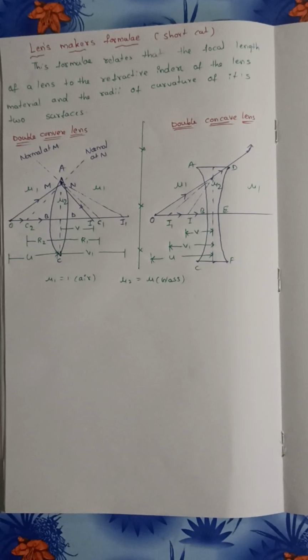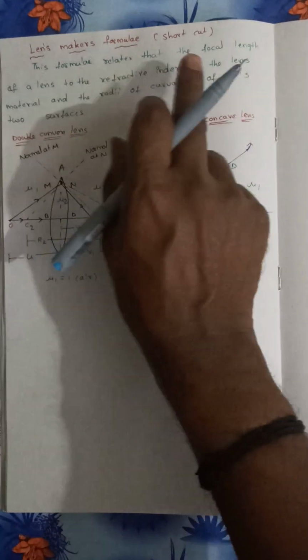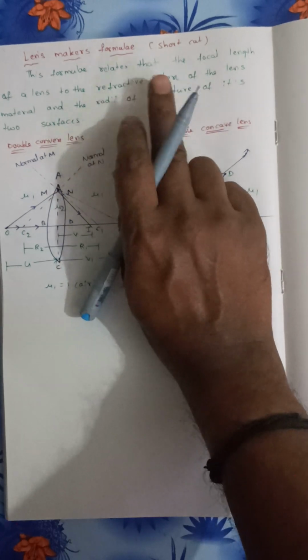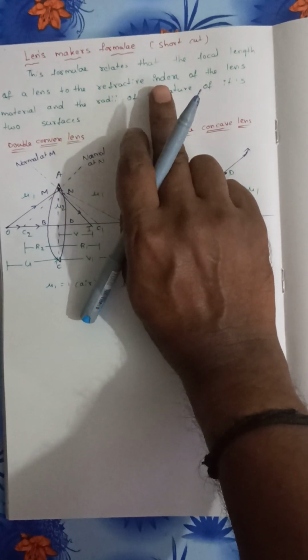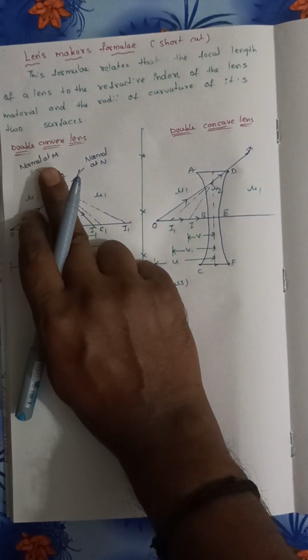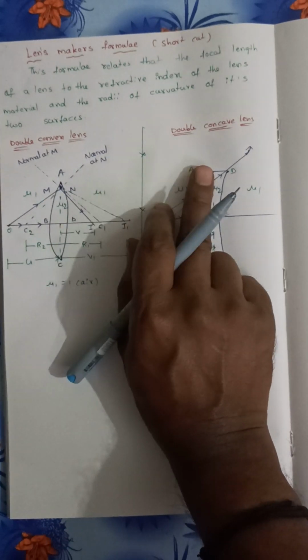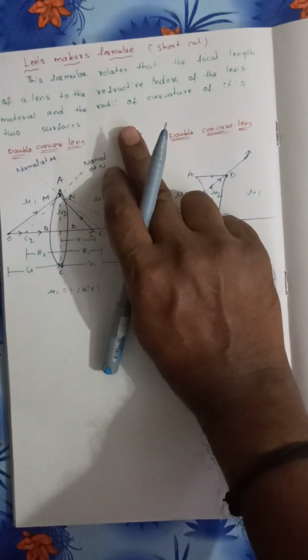Hello students. Today we are going to discuss the lens maker formula shortcut method. So what is the lens maker formula? Here, double concave and double convex will have the same diagram and the same definition. We can also write it in another way.